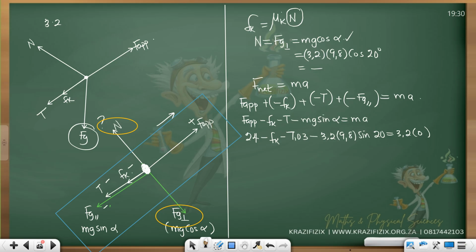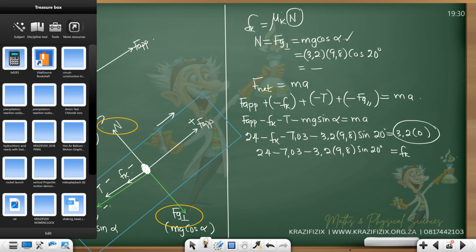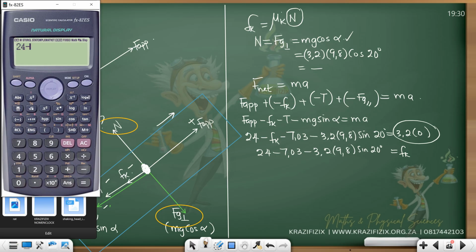Constant velocity. Sweet. All I need to do is move everything over, or I can just move friction over. Do you see, if I move friction over, it becomes positive. So what do I have here? 24 minus 7.03, I don't know if that makes sense to you, because this one already is 0. Calculator, quickly. 24 minus 7.03 minus 3.2 times 9.8 sine of which angle? 20. Done.